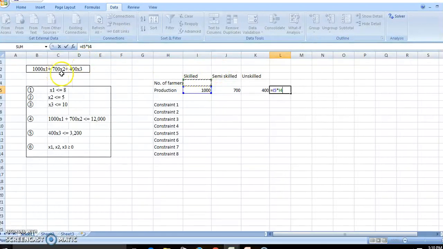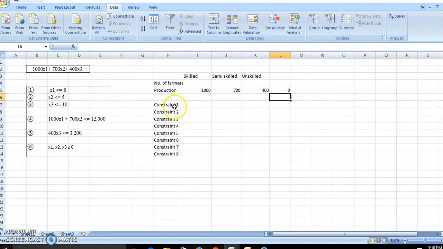Next is plus 700 into x2, so plus 700, which is this cell, multiplied by this cell. Next is plus 400 into x3, so plus 400 is this cell and x3 is this cell. Press enter. So this is my objective function. Next, I will write the LHS side of all the constraints.